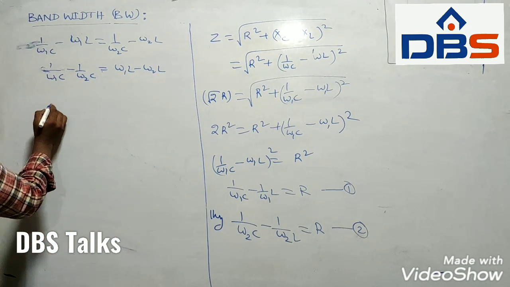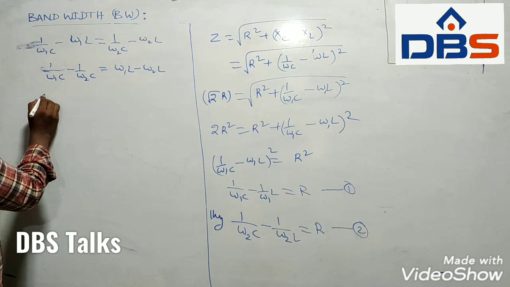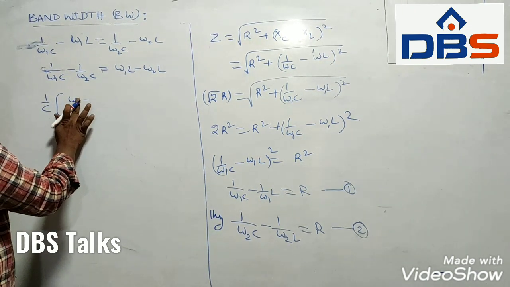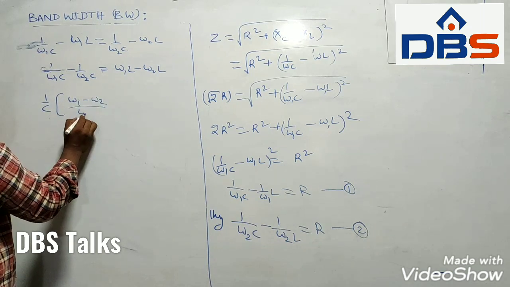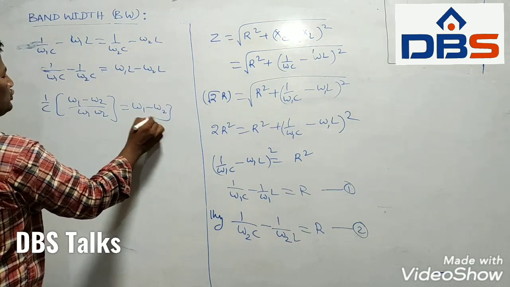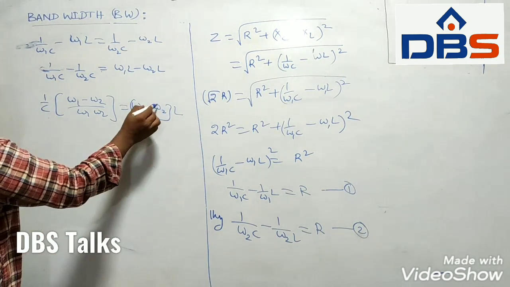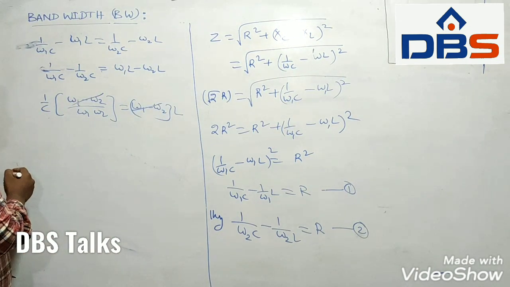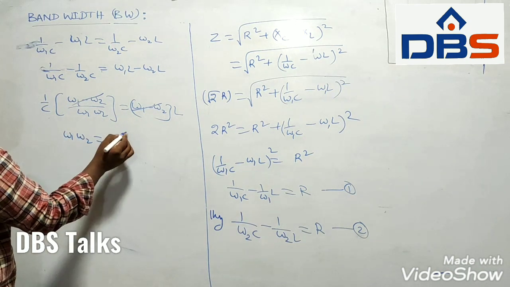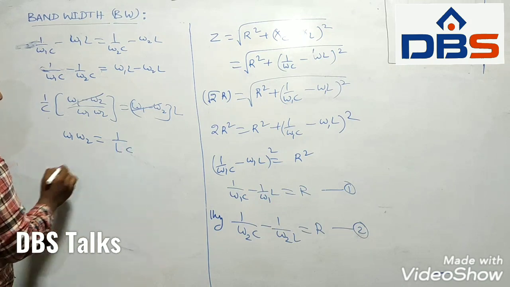Now I take 1 by C times (omega 2 minus omega 1) by omega 1 omega 2, which is equal to (omega 1 minus omega 2) into L. Now these two terms cancel each other. So omega 1 omega 2 is equal to 1 by LC.